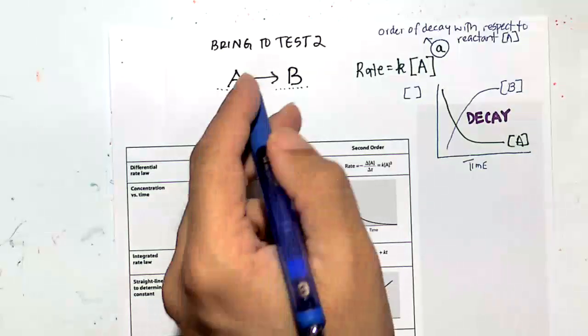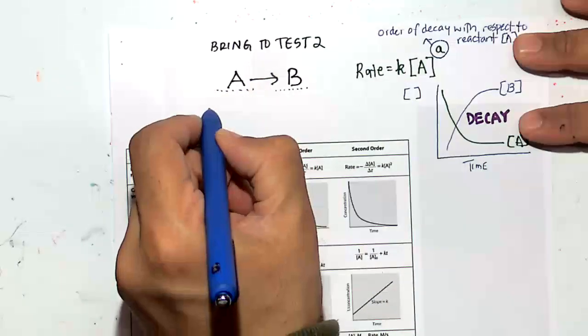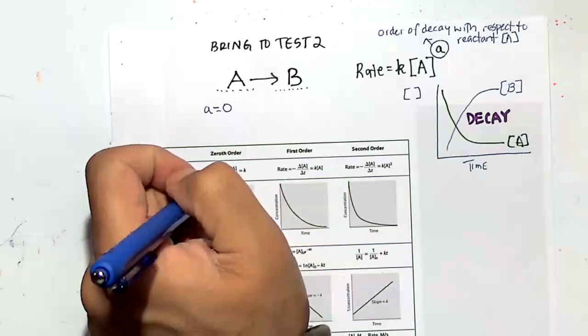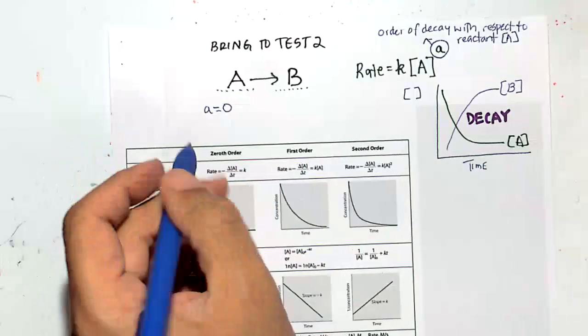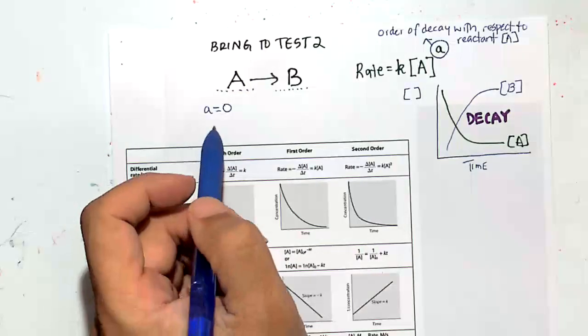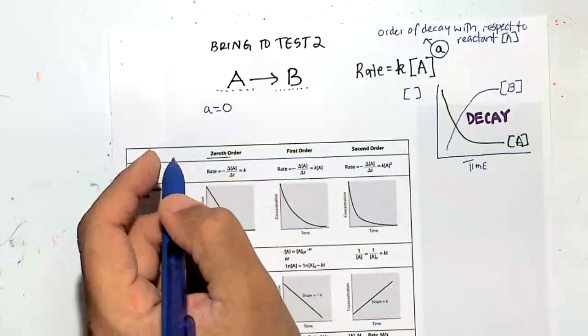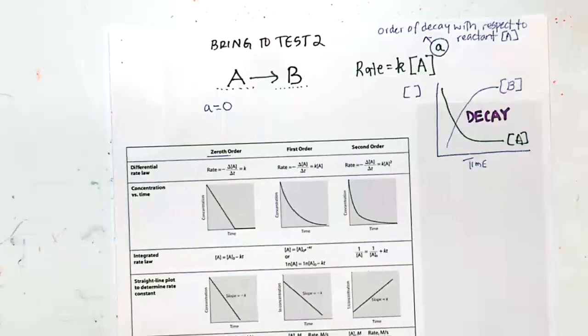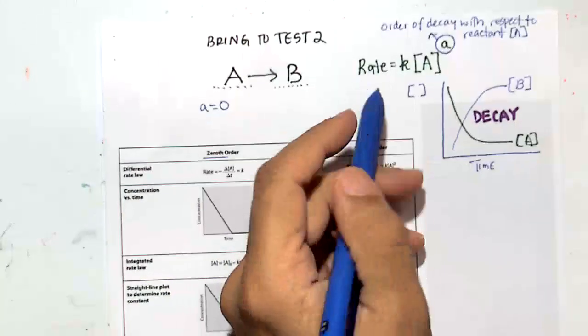So this a can be 0 order. Let's say a is equal to 0. This will be 0 order decay, or 0th. I don't know what that word is, 0th. We had a discussion, is 0th a word or not? All right, back to the lecture.